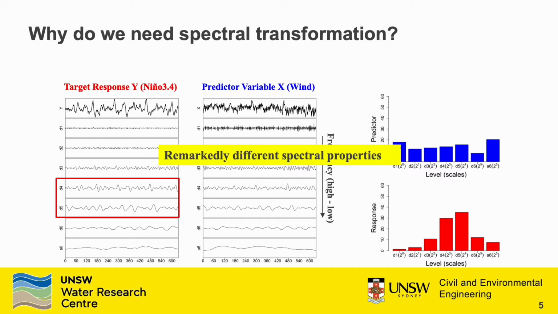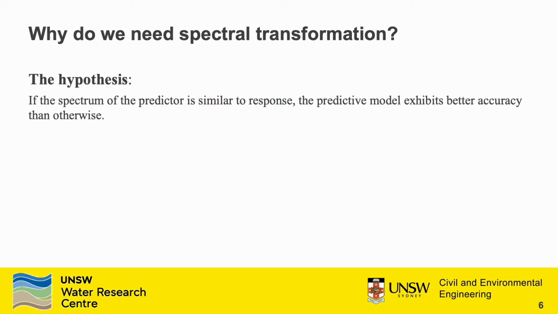The main message here is that predictors and response can have very different spectral properties. A simple regression model might not work well for this type of system. So we need transformation in the frequency domain to account for this difference. And we proposed the following hypothesis. If the spectrum of the predictor is similar to the response, the predictive model will have better accuracy.